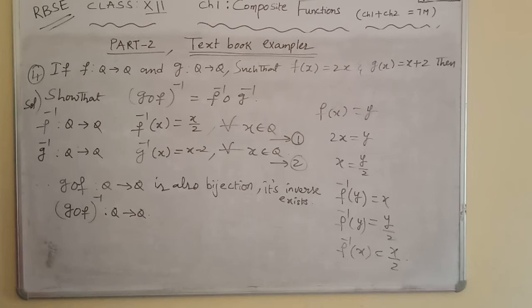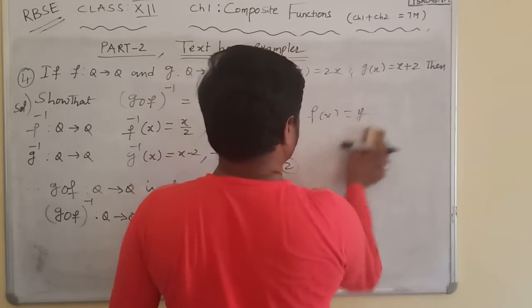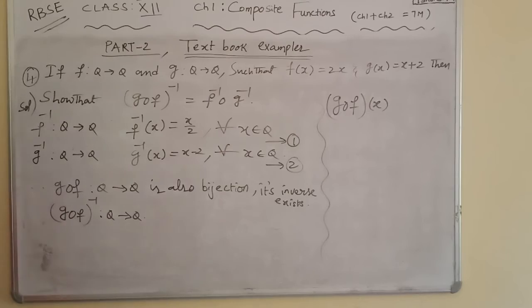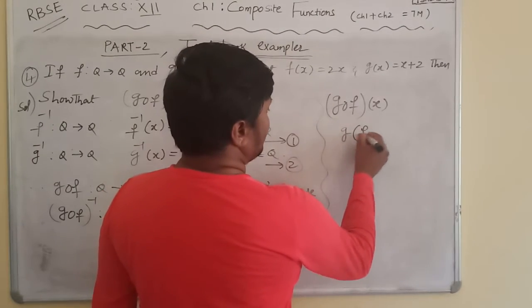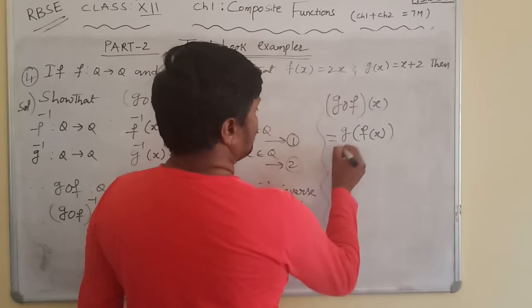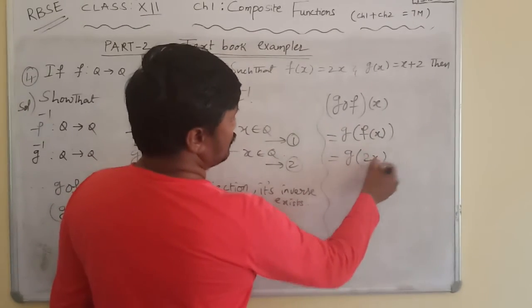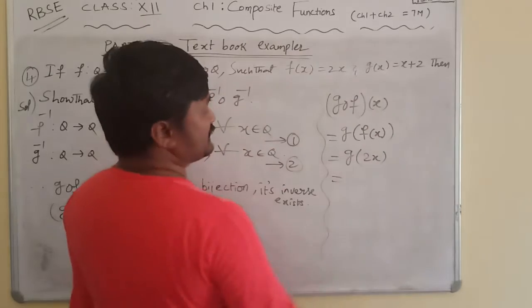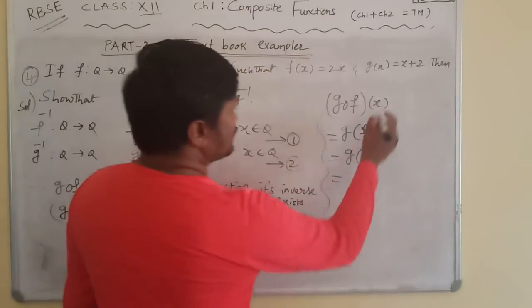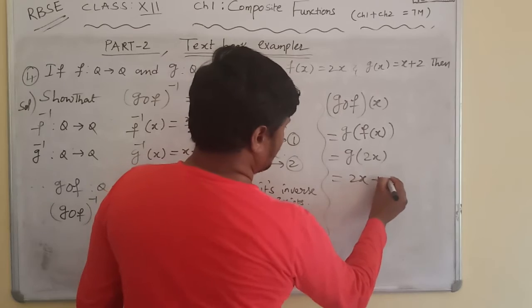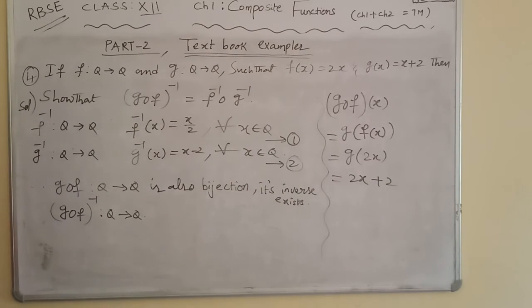So that is about this, and how to find now (g circle f) of x. So we can write g of f of x. So g of, what is your f of x? 2x. Now g of x means x plus 2. If g of 2x, I need to substitute 2x, so now 2x plus 2. So now you got g circle f of x is equal to 2x plus 2.